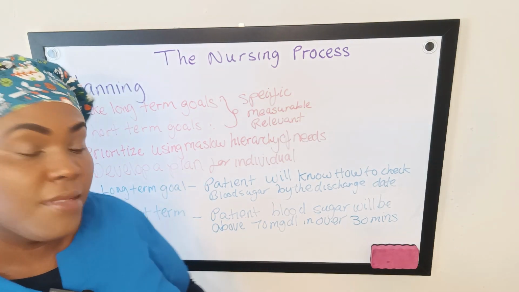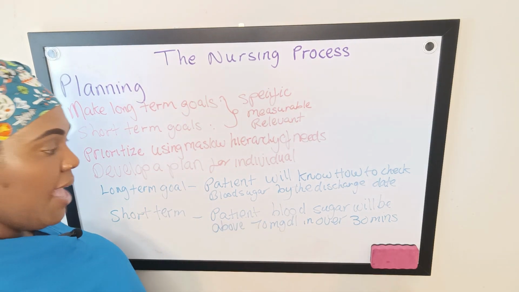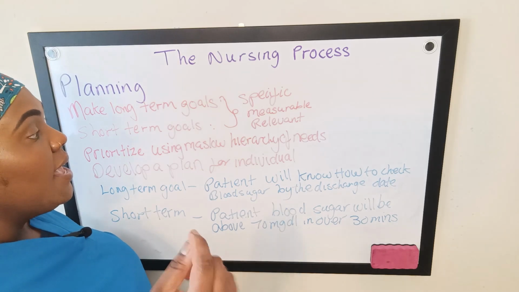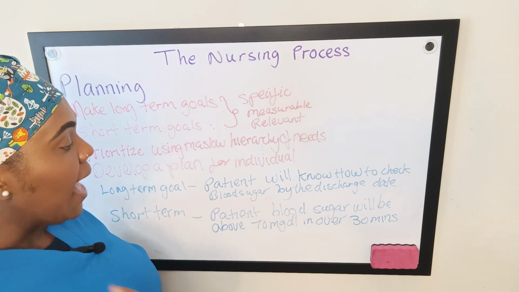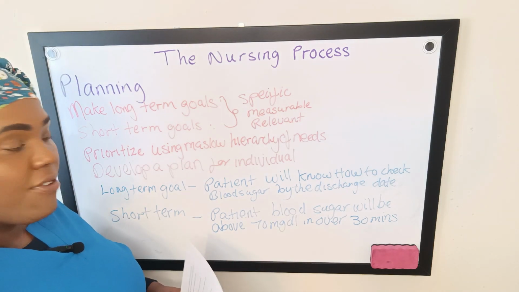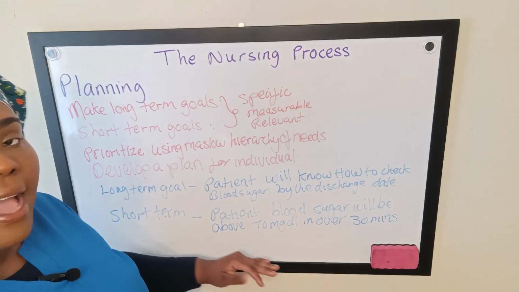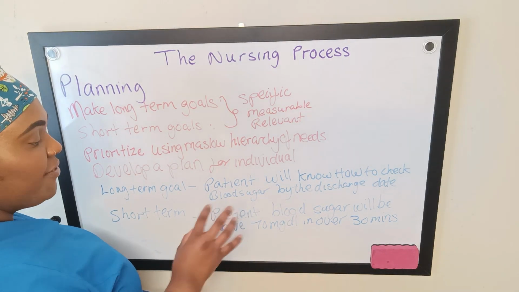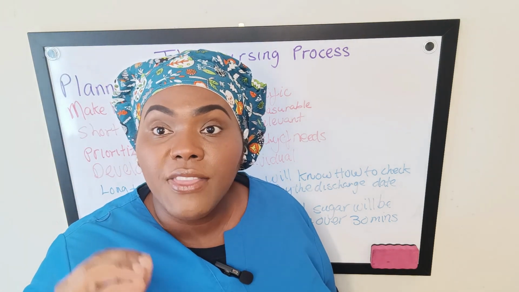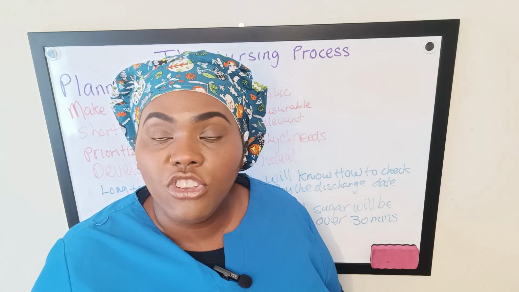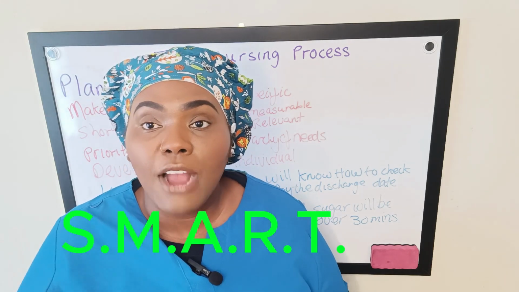Now, let's look at this goal. Is this patient-specific? Yes. Is this measurable? Yes, because we want it to be above 70. Is it relevant to the situation? Yes, our patient's blood sugar is at 40. It is specific to this situation and it is measurable because we gave it a time. So we wanted to check our patient after we do our interventions. We are going to check our patient after 30 minutes to see if their blood sugar is going to be above 70. So remember, we're using the acronym SMART.